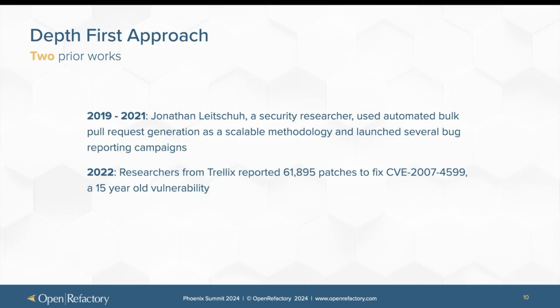In 2022, researchers from Trellix followed up on Jonathan Leichu's work and then proposed over 60,000 patches to fix a CVE that has been a 15-year-old vulnerability, but was still available in a lot of open source projects.